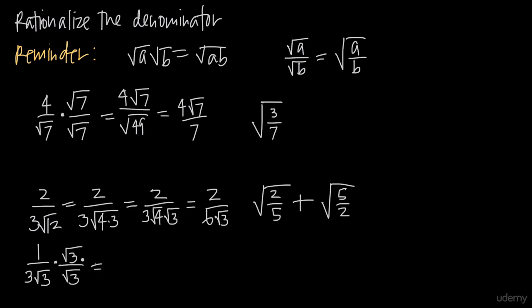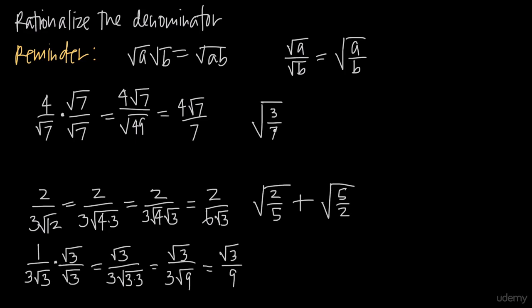When we multiply, we'll get 1 times square root of 3, which is square root of 3. In the denominator, we'll get 3 times the square root of 3 times the square root of 3, which is the square root of 3 times 3. This is going to be equal to root 3 over 3 times the square root of 9, and we know that the square root of 9 is 3, so we'll get 3 times 3, or 9, and our final answer is square root of 3 over 9.